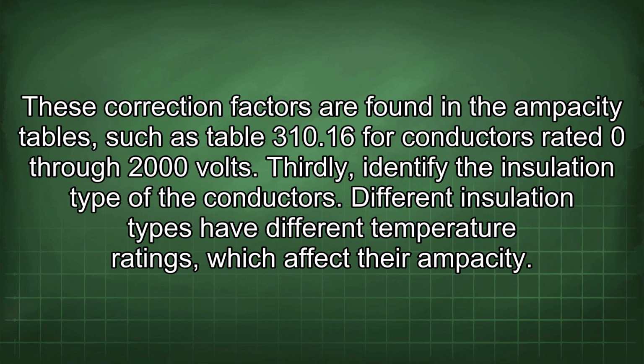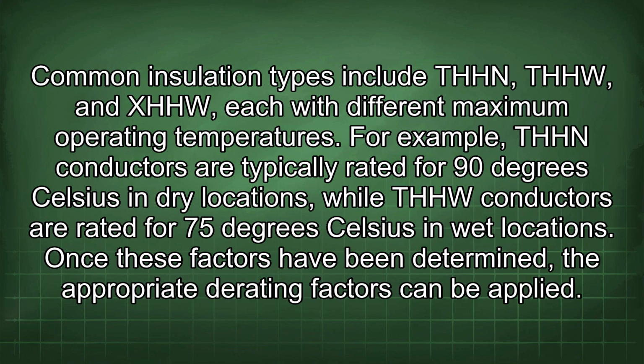Thirdly, identify the insulation type of the conductors. Different insulation types have different temperature ratings, which affect their ampacity. Common insulation types include THHN, THHW, and XHHW, each with different maximum operating temperatures. For example, THHN conductors are typically rated for 90 degrees Celsius in dry locations, while THHW conductors are rated for 75 degrees Celsius in wet locations.